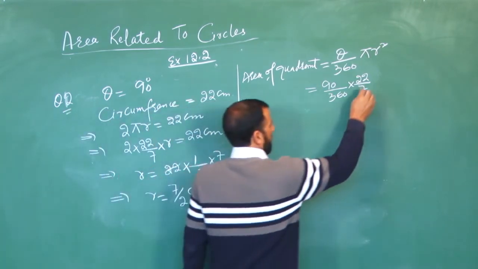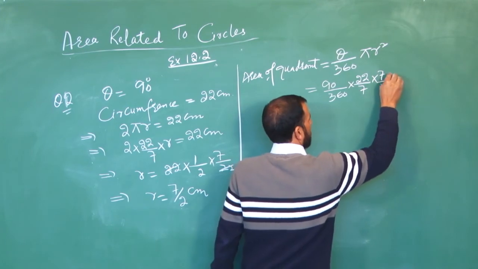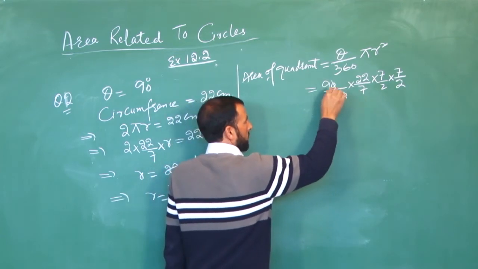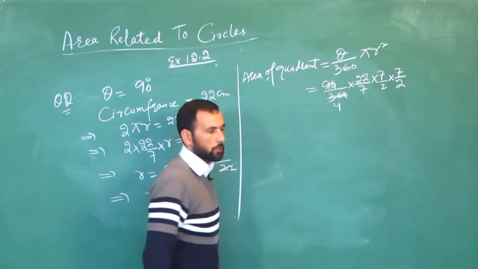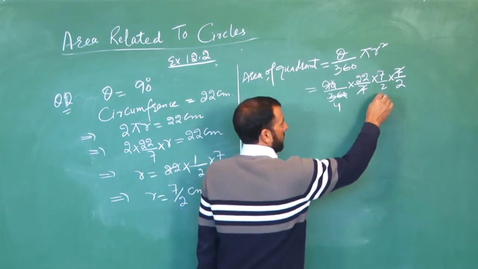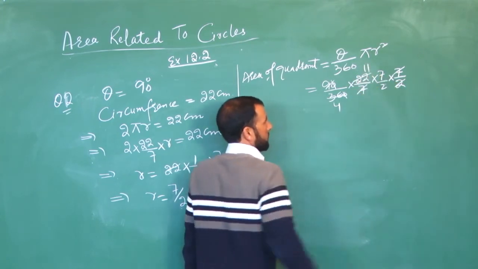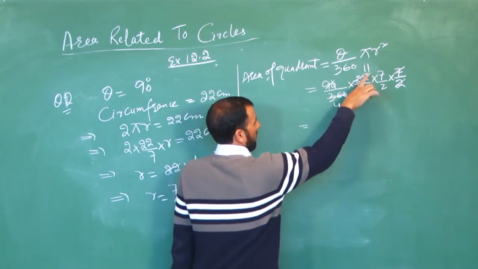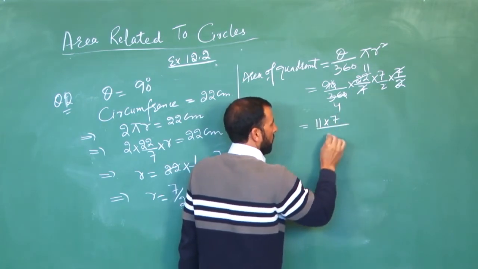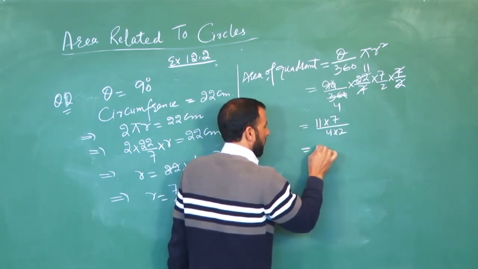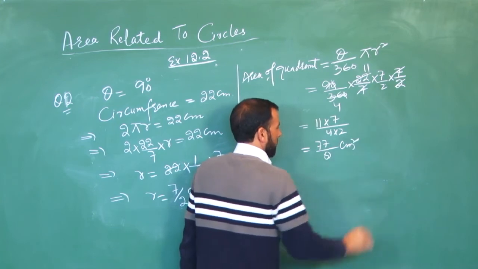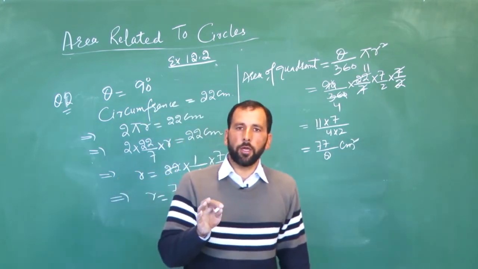So r square can be written as 7 by 2 into 7 by 2. Then here cancellation: 0 and 0 cancel, 9 1s are 9, 9 4s are 36. Then similarly this 7 and 7 cancel. Then this 2 1s are 2, 2 11s cancel. Now we have 11 into 7 divided by 4 into 2, that is 7 into 11 is 77 divided by 8 centimeter square, the area of the corresponding quadrant of a circle.